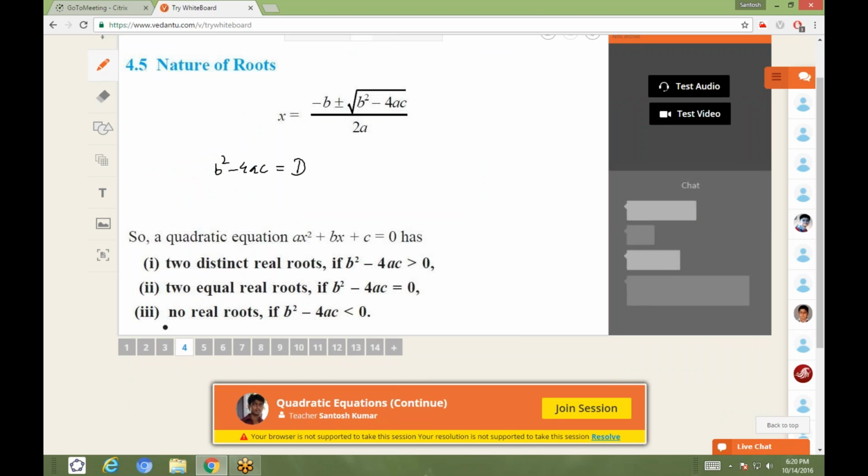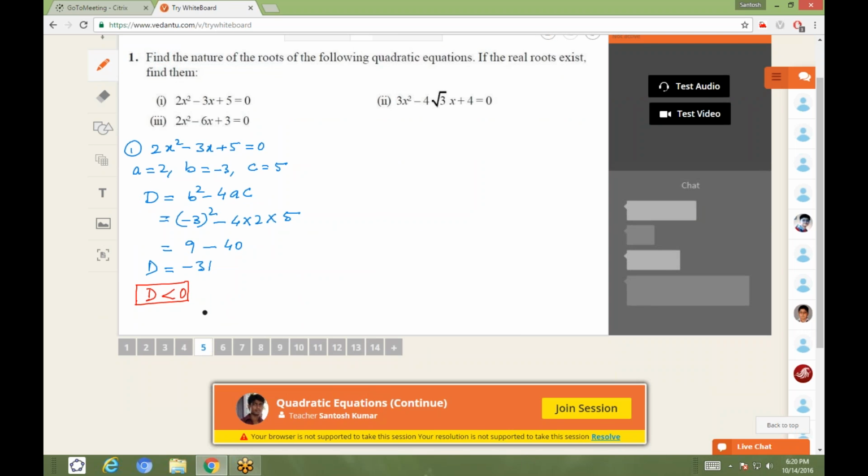And if you look at here, it says no real roots if discriminant is less than 0. So since we are getting discriminant less than 0, here we will have no real roots. And this is its answer. Understood, everyone? Yes, sir. Good.